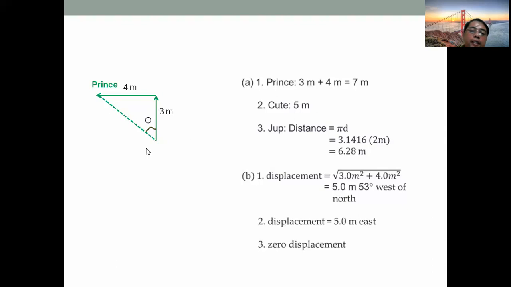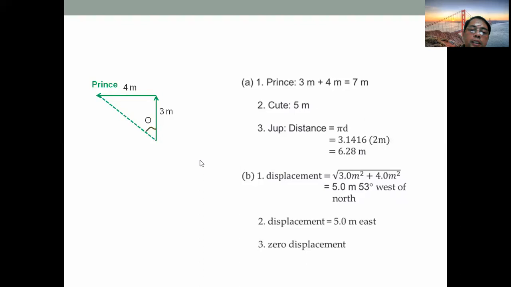But how far did he walk? The total distance is not 5, but it is 7. Okay, so again, the answer above is distance, the answer below is displacement.